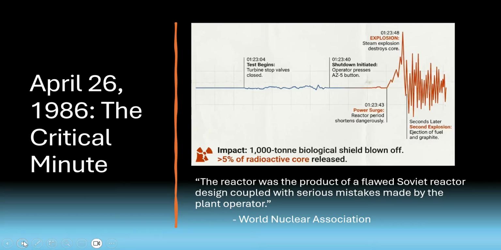The disaster occurred during a specific one-minute window on April 26. According to the World Nuclear Association, the event was the result of a flawed Soviet reactor design combined with serious operator mistakes. Within seconds of a test beginning at 1:23 and 4 seconds, a massive power surge led to a steam explosion that destroyed the reactor core and blew off the 1,000-ton biological shield.